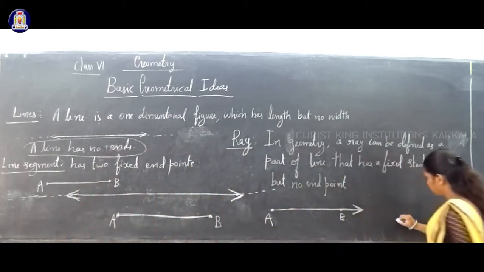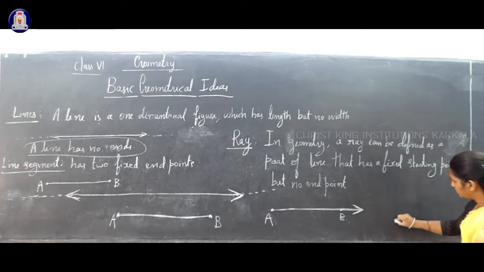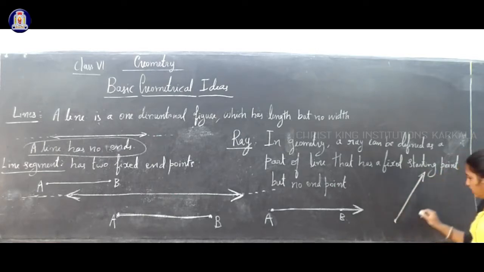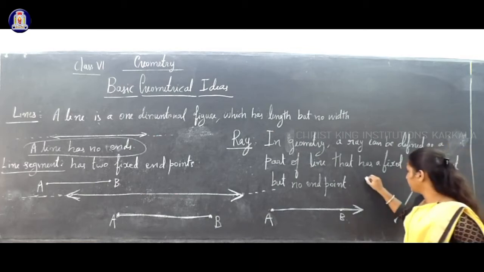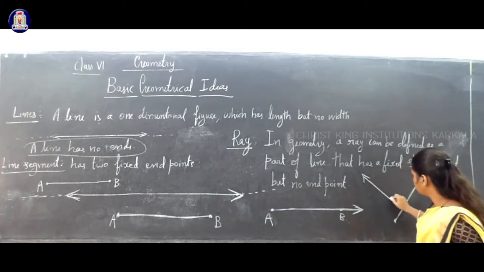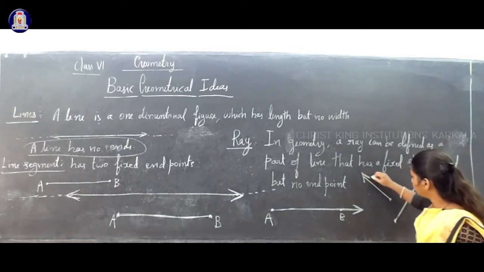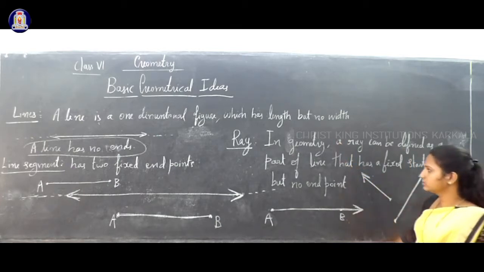If you start from here, this is C, and you can draw a ray. This is another ray. You can draw like this also. The arrow mark shows it goes down, right? Here the ray goes up. Here we can consider like this also. This is the end point. Here you can extend this line. So this is a ray.